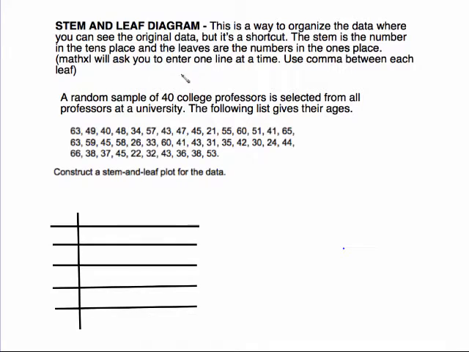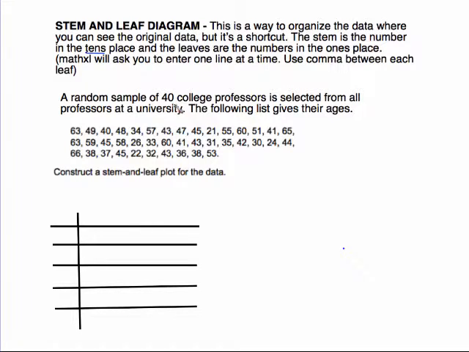All right, there's something called a stem and leaf diagram, and it's another way to organize data where you can see the original data, but it's sort of a shortcut. The stem is the number in the tens place, and the leaves are the numbers in the ones place. And what MathXL asks you to do is to enter it one line at a time. It will be a drop-down menu. And it asks you to use a comma between each leaf. The numbers here are called stems. The numbers here are called leaves.